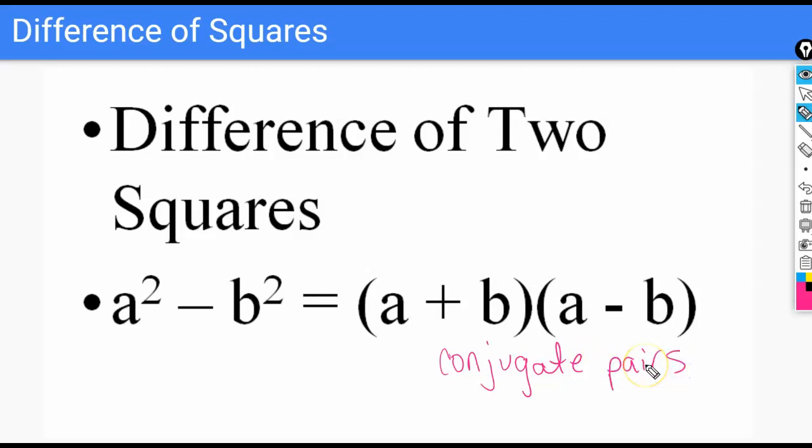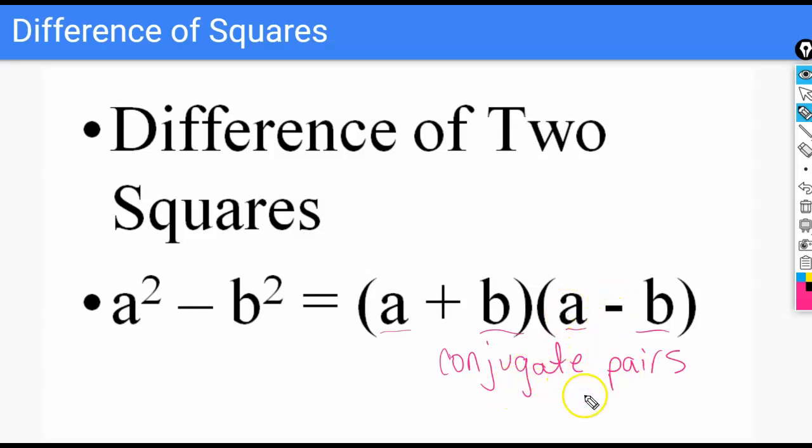They factor to be conjugate pairs. And that means that they have the same two values, but in one of them we're adding those two values and in one of them we're subtracting those two values. The reason this always turns out to be that binomial squared is because a times a is going to be a perfect square, and b times negative b is going to be negative b squared. Here we get negative ab, and here we get positive ab. Those two middle terms always cancel out. They add to equal 0. So this is called a conjugate pair.